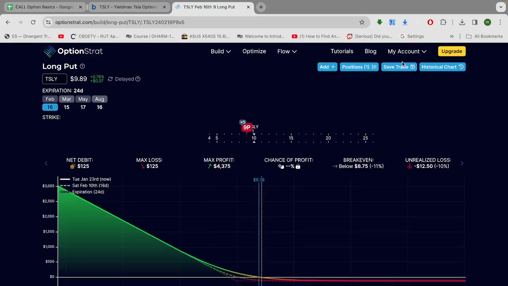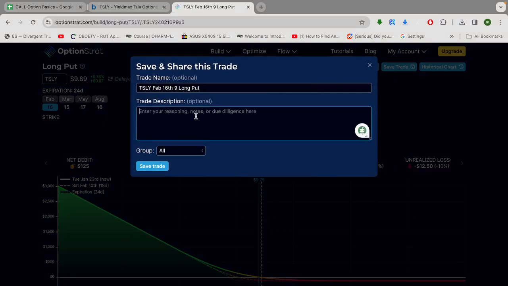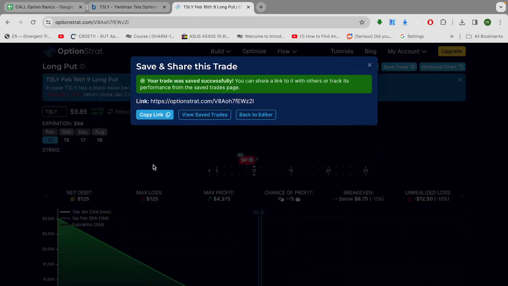Okay, so I'm sorry. We're going to save this trade. And we're going to put in the trade description: in case TSLY has a black swan because Tesla has a bad earnings report. Okay, so we'll save that trade, and then the calculator will keep track of how much we made or lost. We'll come back tomorrow and look at it.